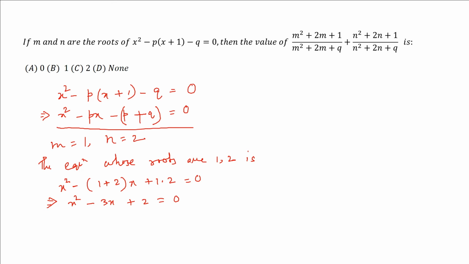Now, we compare the two equations. Comparing the two equations, we get p equal to 3 and p plus q equal to minus 2. So, q equal to minus 2 minus p, that is minus 5. Putting the value of p equal to 3, we get minus 2 minus 3 equal to minus 5.